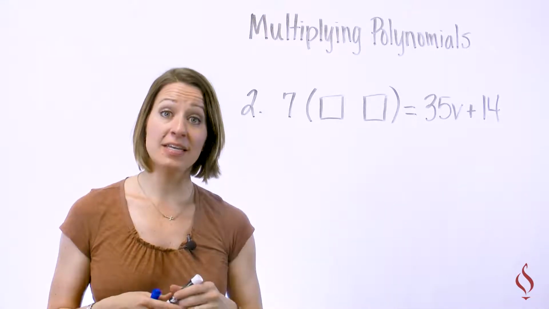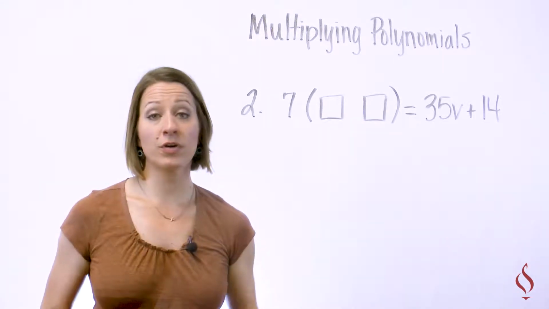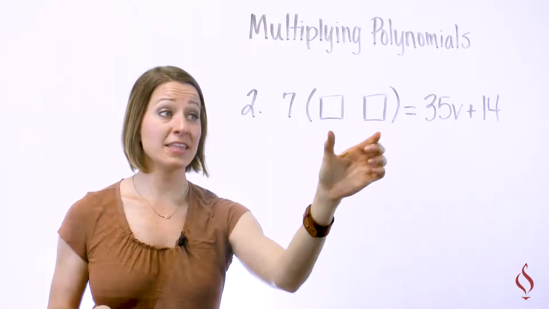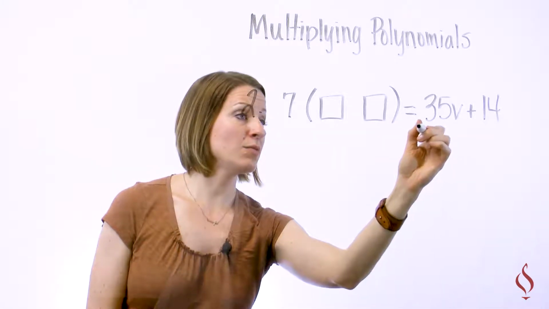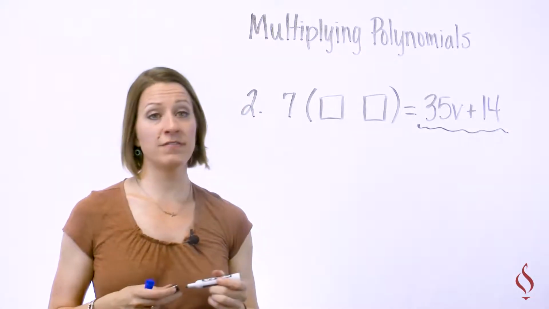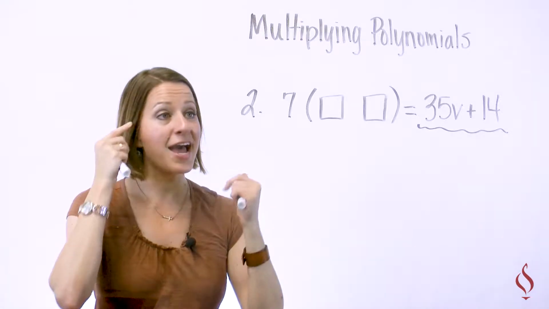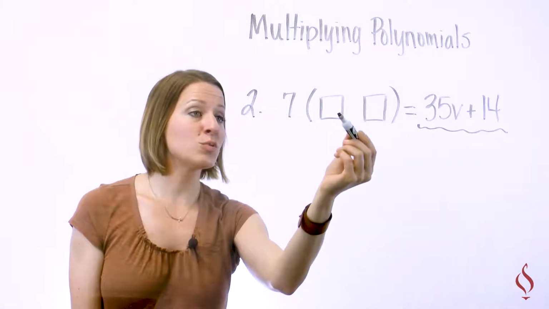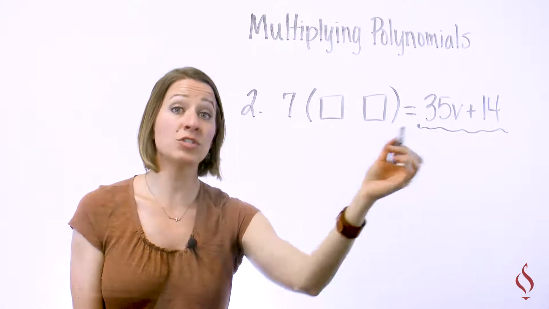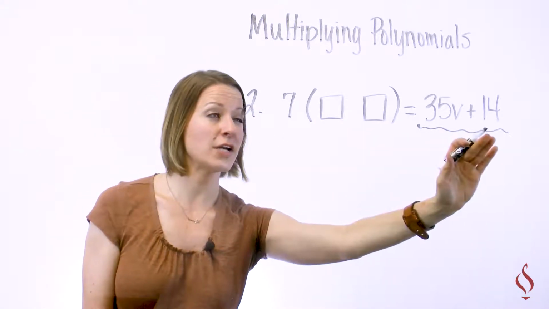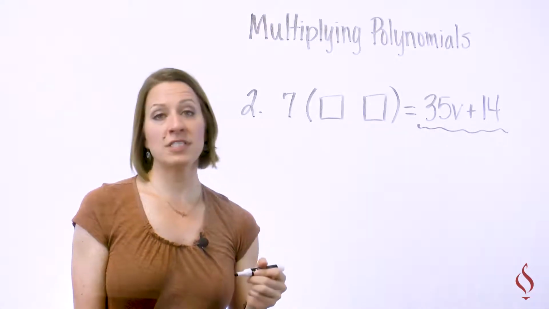Let's try another one. This time I flipped it on you. I gave you the outside number, 7, then I took both of the inside numbers away, and it's going to equal 35v plus 14. So again, just put on your thinking cap. 7 times what number would give us the 35v? We'll put this in descending order since our answer is in descending order. And then 7 times what number would give us that 14?